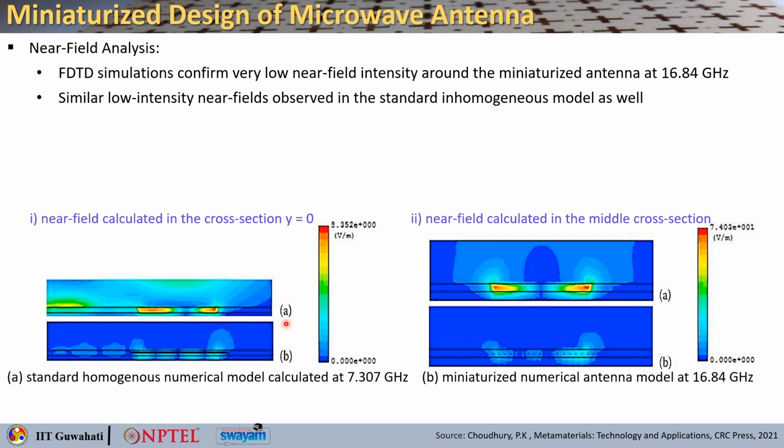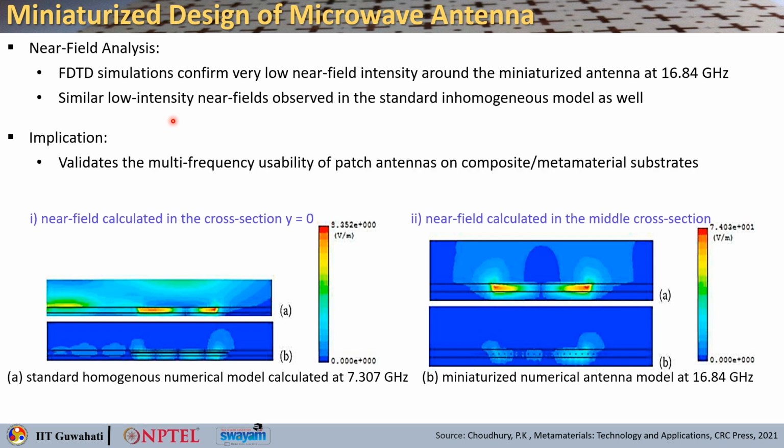So, there are two cases here considered, A and B. A is for the standard homogeneous numerical model calculated at 7.307 gigahertz, and B is basically of the miniaturized one using the metamaterial. So, that is obtained at 16.84 gigahertz. Both the figures basically show you the FDTD simulations of the near field distribution. And this tells you also about the similar low intensity near field being observed in the standard inhomogeneized model as well. So, what are the implications?